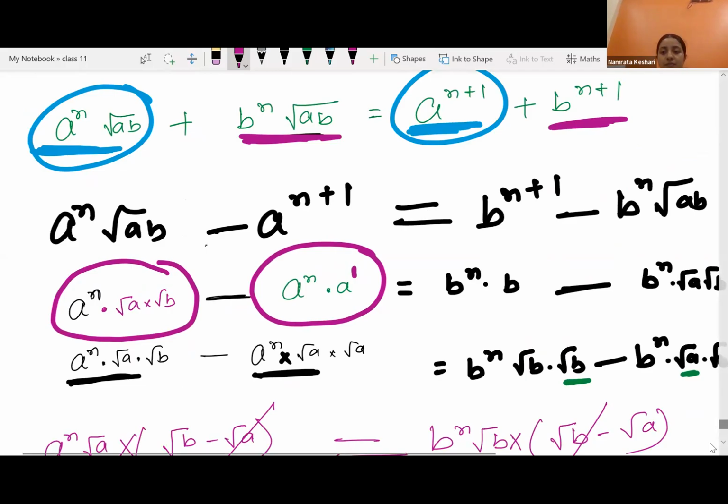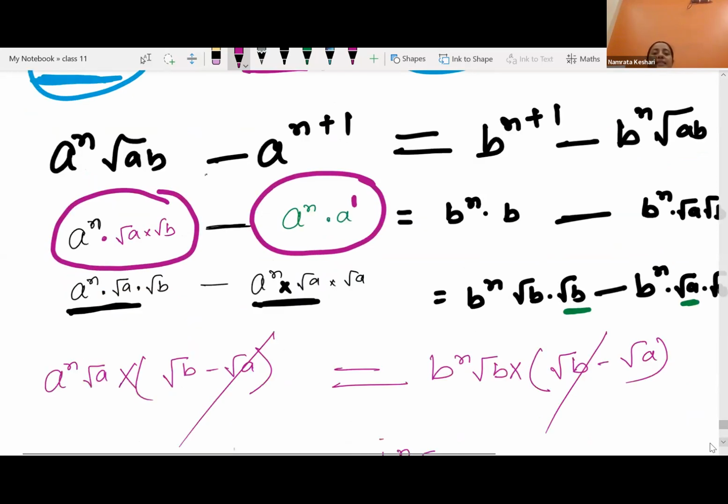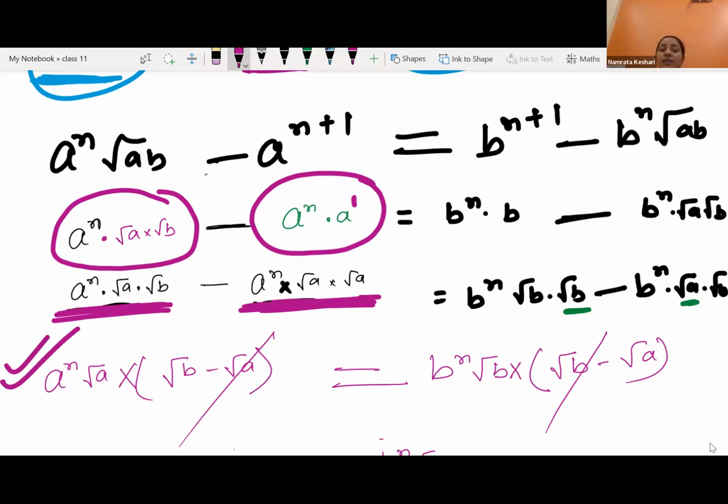Just focus on the left side first, automatically you will understand the right side, because the same thing we are performing there. So the left side is a to the power n root a root b, and here a to the power n root a root a. One more step I have shown. Even if I'm not showing this step, you need to understand that we have taken a to the power n common and root a common. Making sense? Yes, ma'am.